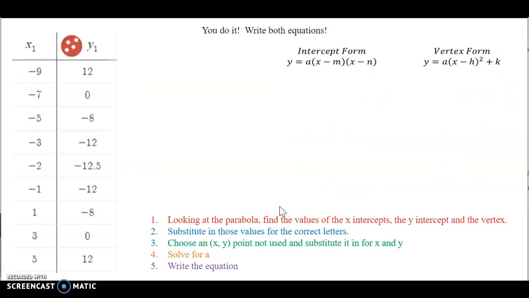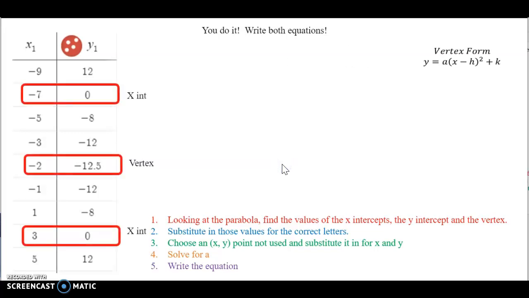And now this time it's your turn to try. You have a table of data. Please find the equation in vertex form and intercept form. Please pause the video now and do these problems now. The answer will be shown in 3, 2, 1.